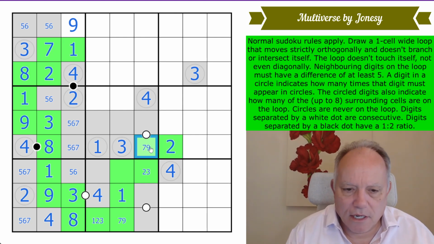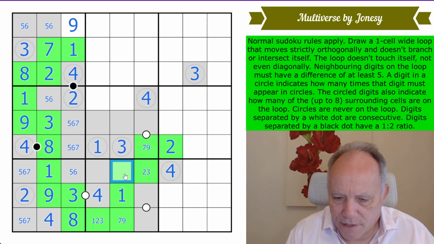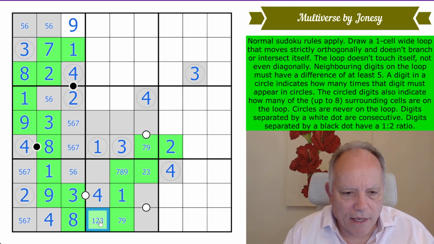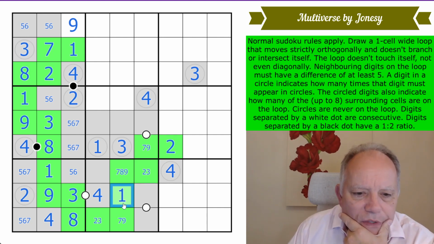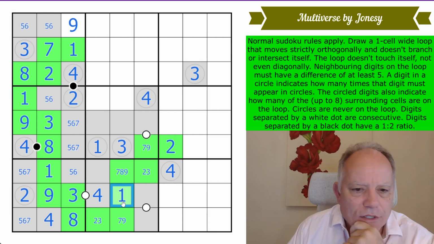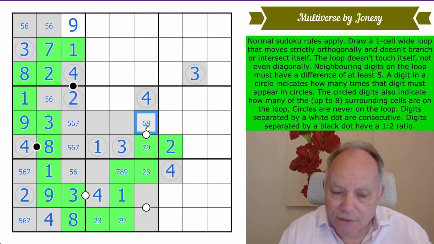2 can touch 7, 8, or 9. 2 or 3 there can touch 7, 8, or 9. Same thing. That can't be a 1 anymore because we've placed the 1 in the box. Wow, this is great. I love this puzzle. This is so interesting. This is on a white dot with 7 or 9, so that's even, 6 or 8.